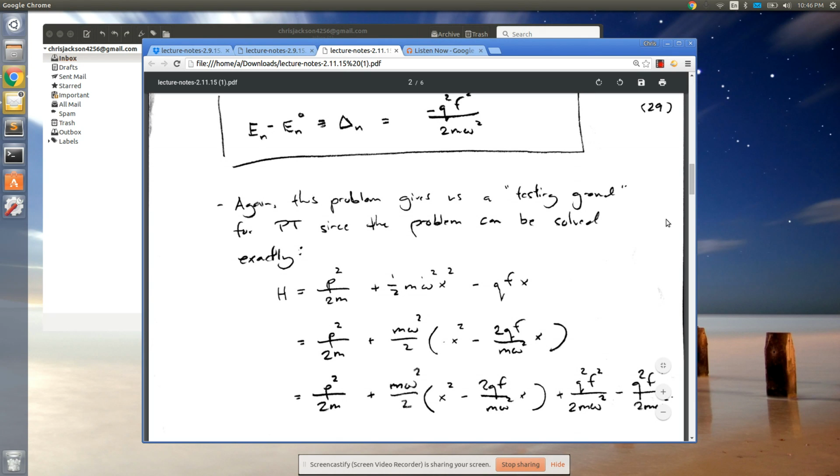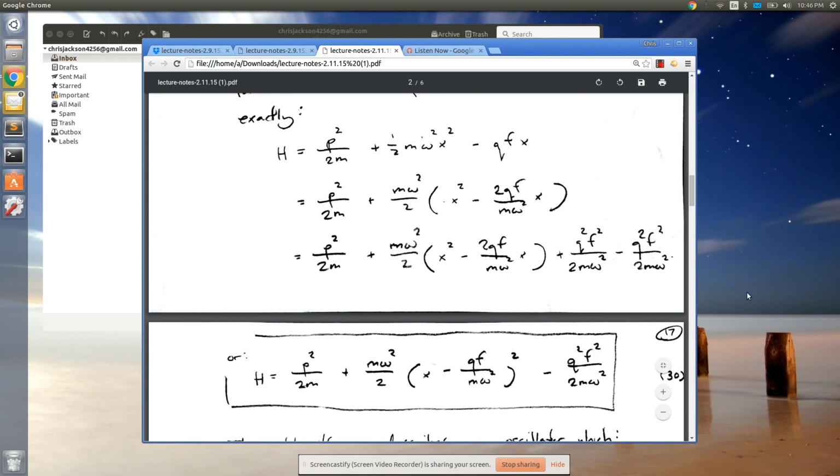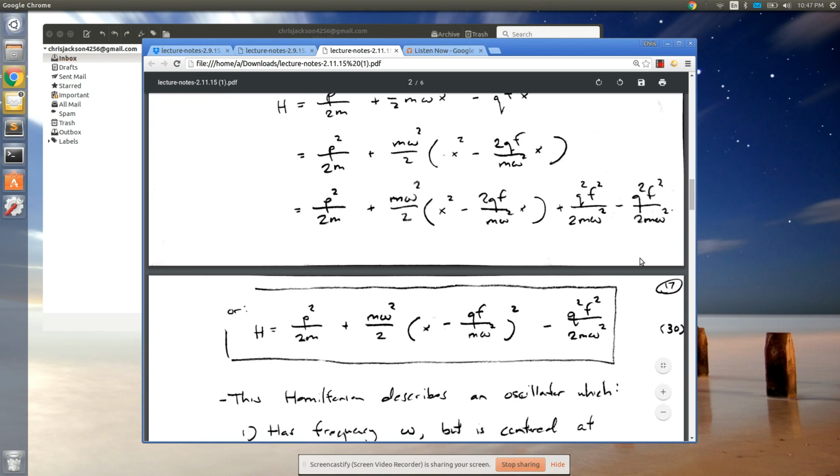Let me see if I can get rid of that. No, I don't know how to get rid of that thing. Let me just, yeah, there we go. So you can see I've just added and subtracted this term, right? And that's going to allow me to complete the square, okay? So I get something that looks like this.